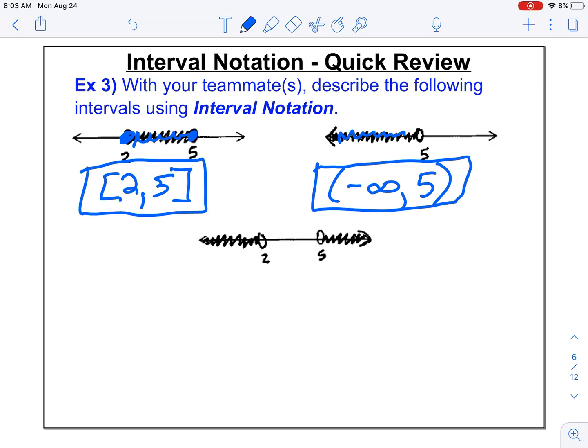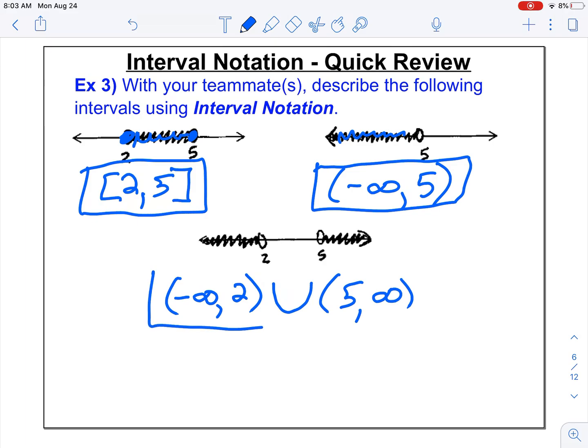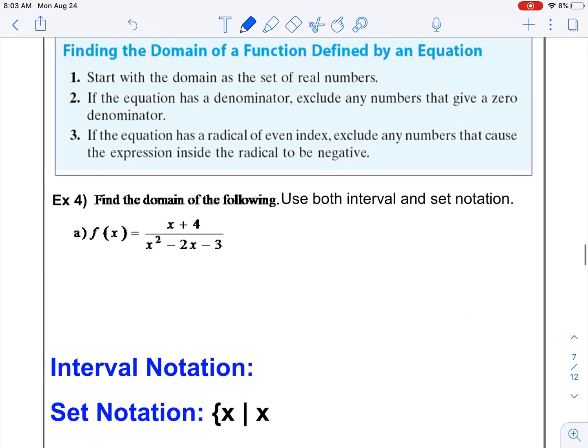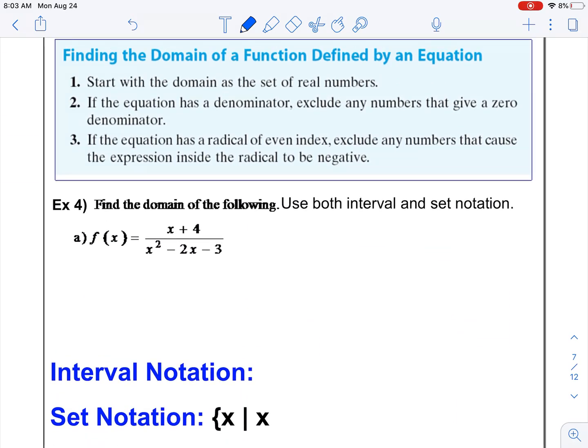If we have two intervals we want to include, so this first one is negative infinity to 2, parenthesis on the infinity, parenthesis on the 2. If you want to combine these two, we do a union, and then parenthesis 5 to infinity. So interval notation, you guys have all seen it before. It's a quick way to describe a huge interval of numbers. Parentheses, brackets, always the left endpoint, comma, right endpoint. All right, so that's what we're going to start doing with domain here.